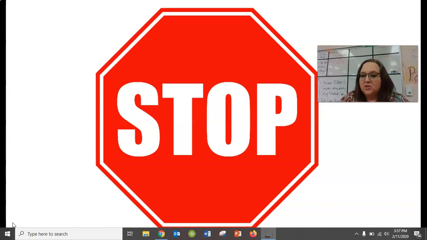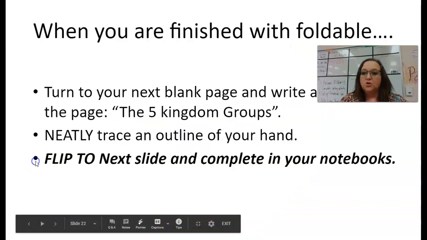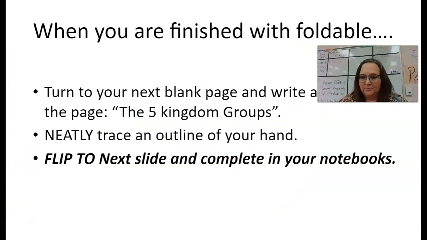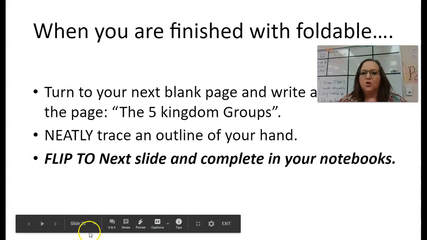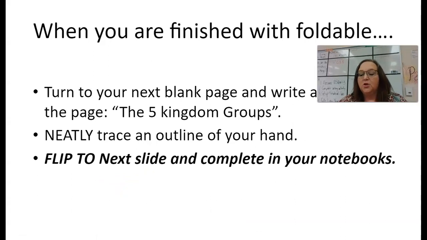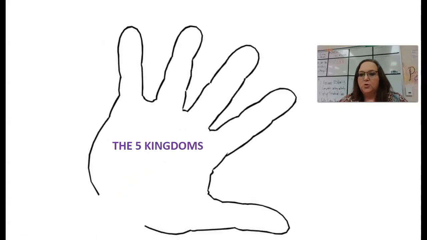All right, the next page in your notebook, past page 8, it's going to be page 9. You're going to do the following. At the top of your page, you're going to write the 5 kingdoms. You're going to trace the outline of your hand. And the next slides are going to show you what you're going to draw. So you should have traced your hand. So you've got the outline of your hand, showing your 5 fingers, and you've got the 5 kingdoms.